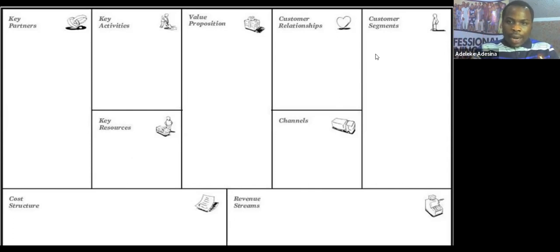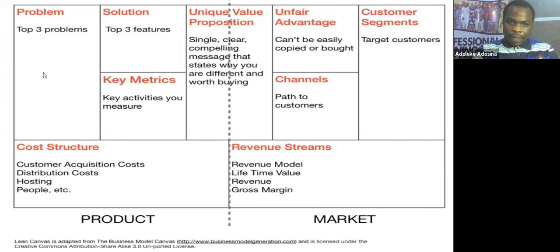So I'll be doing a bit of combination here. And what I'll be doing is, once you define your customer segment in your lean canvas, you can now see what are the top problems that these customers are going through. You understand? What are the top problems? What are their top 3 problems? So you need to know what their problems are.